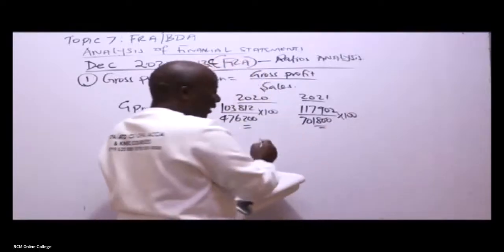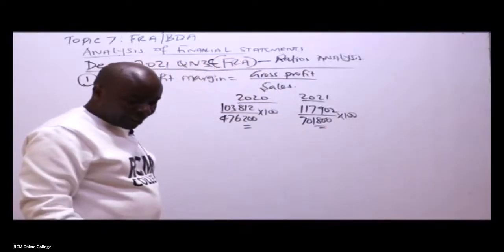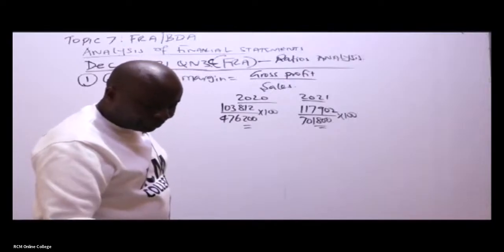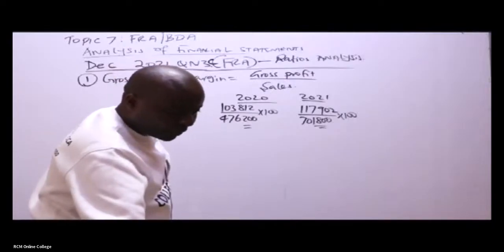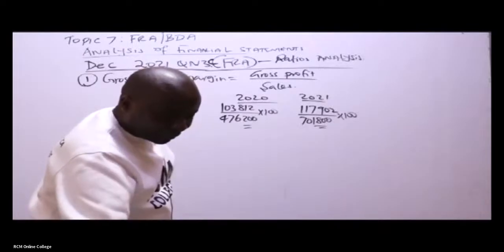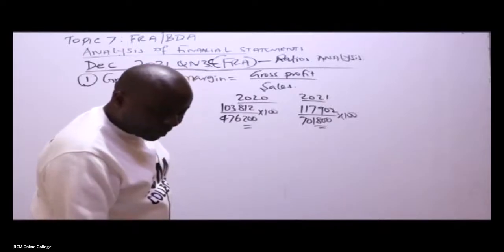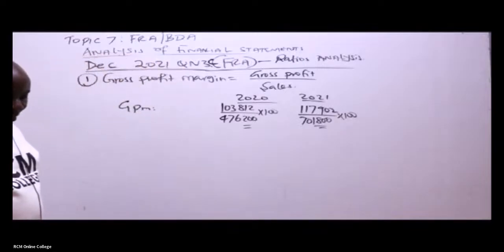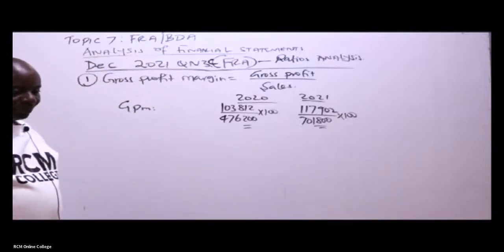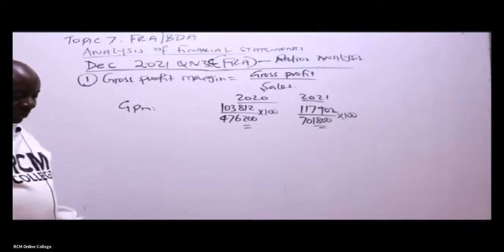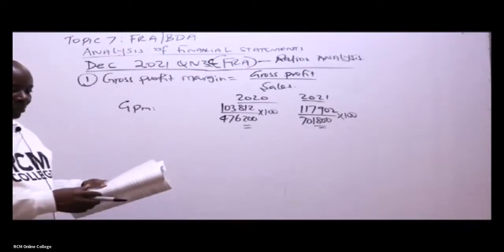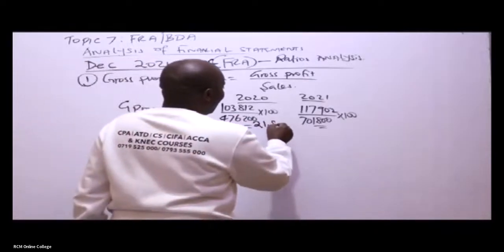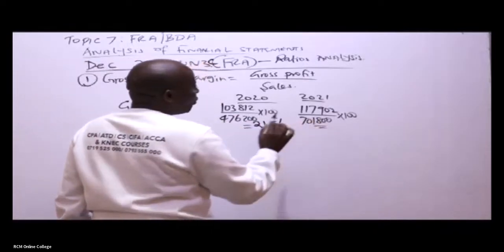Please give me these answers. What do we have there, please? It's only Pius who's giving me these answers. The other students are not giving me any answers. We shall overcome. 21.8, right? So 2020, it was 21.8%. How about 2021?